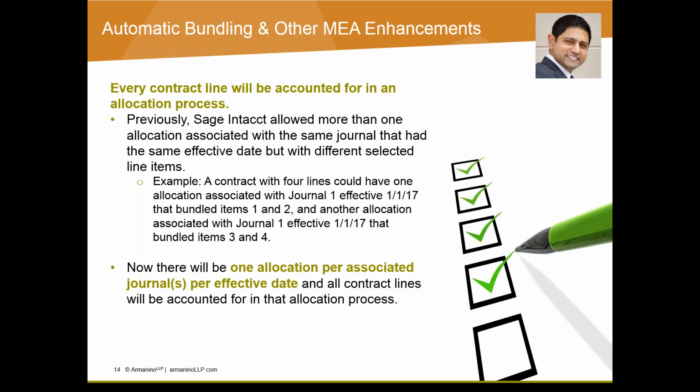There are various other updates with respect to validations. Prior to this release, those allocations were essentially assigned to the same journal with the same effective date. So now you've got an example where you've got multiple lines and you can bundle lines 1 and 2 in a certain allocation and then lines 3 and 4 in a certain allocation. So various enhancements there that were issues before but now are no longer issues.